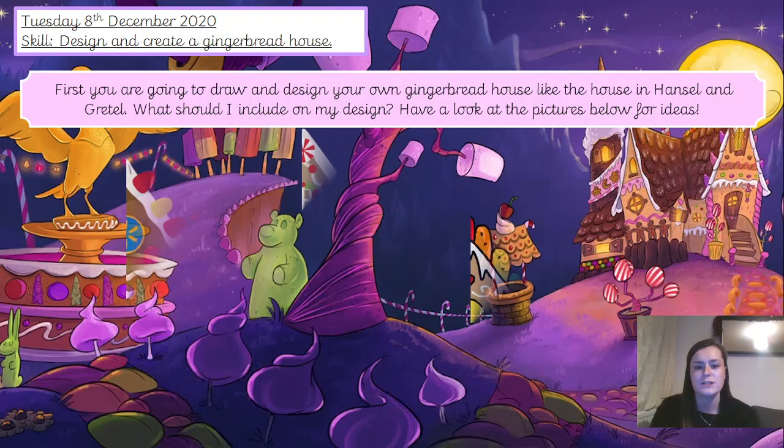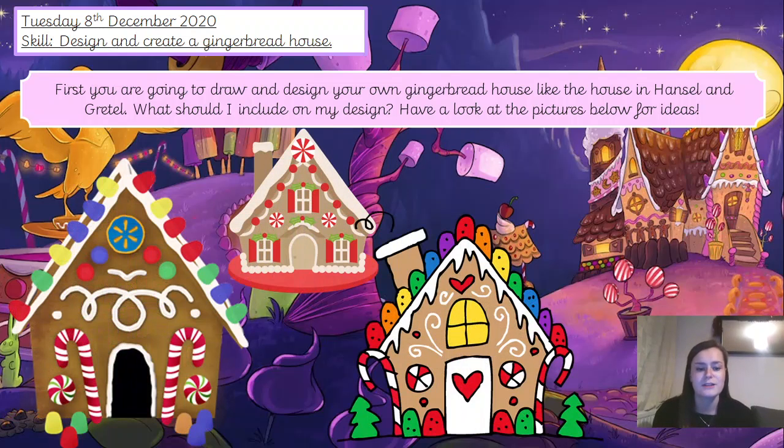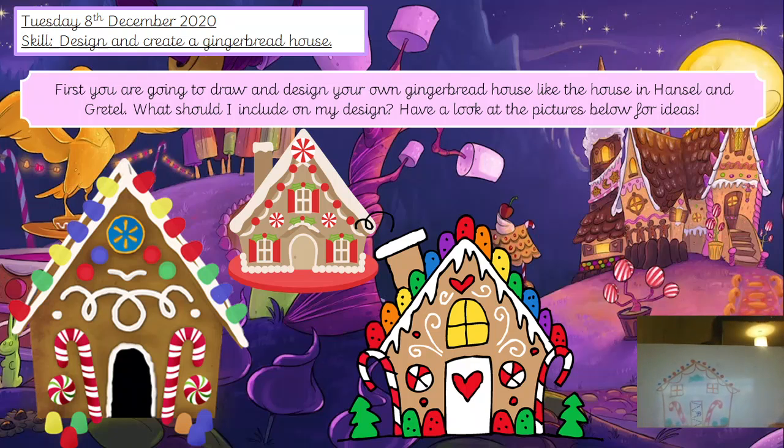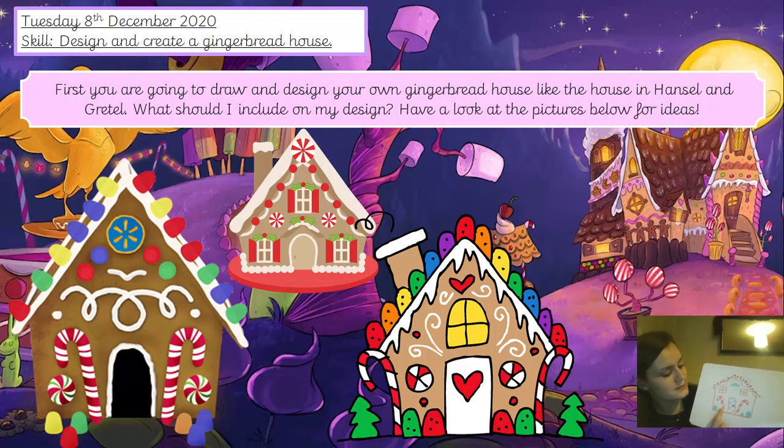What do you think I should include in my design? Have a look at the pictures below for some ideas of the sort of things I might have included in my design. See if you can guess what I put on there. Okay, so I hope you can see this. I've drawn a gingerbread house, and it's got some candy canes at the front, some red and blue sweets at the top, some purple sparkly hundreds and thousands on the front door, and some strawberry laces to decorate the roof as well.